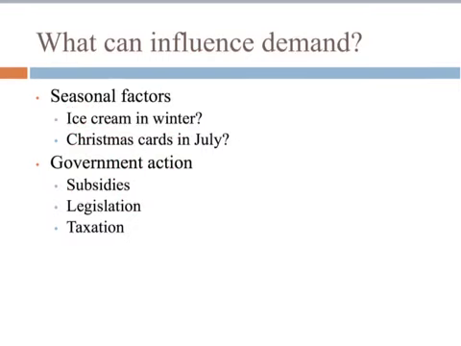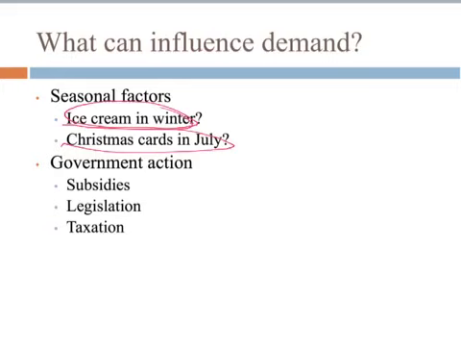There might be seasonal factors, for instance. The time of year does have a massive impact on demand. So products such as porridge and ice cream have huge fluctuations during summer and winter. So you wouldn't necessarily buy ice cream in winter, and there aren't really great sales of porridge in the summer. You wouldn't necessarily see Christmas cards in July. So the seasons can affect what we buy and when.